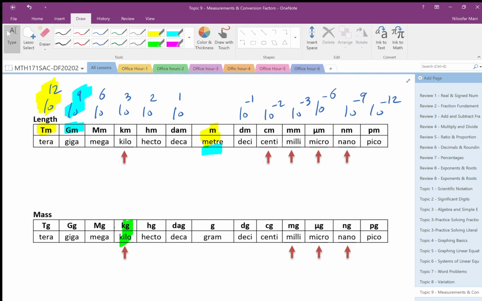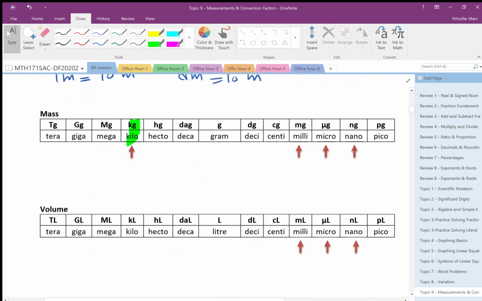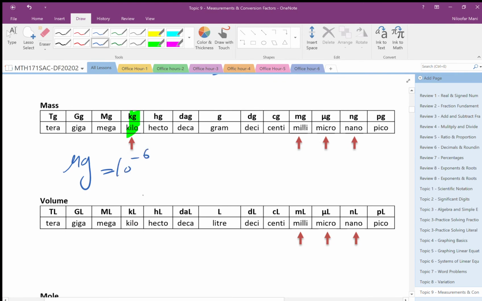See, terameter is 10 power 12 meter. Decimeter is 10 power minus 1 meter. So each is equal to the number on there multiplied by the one in the middle. Now I can talk about mass. Microgram: what is micro? 10 power minus 6, so 10 power minus 6 gram.